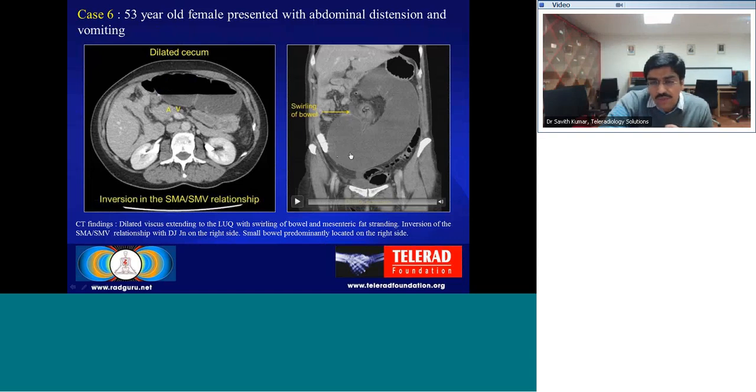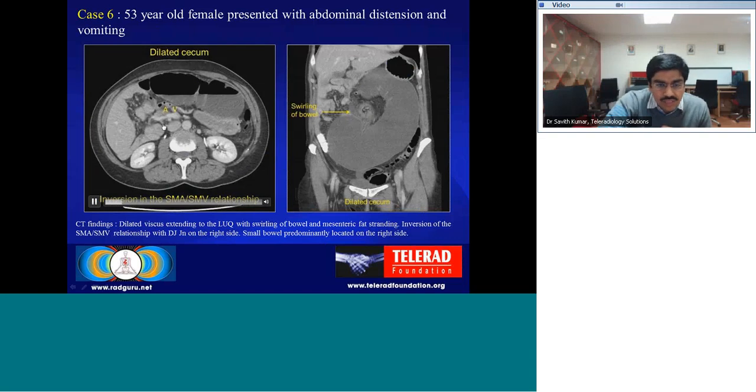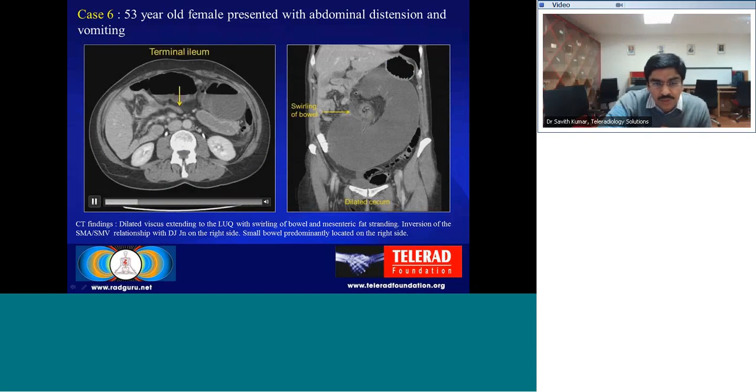On the coronal image, we see this large dilated bowel loop, which is reaching up to the left upper abdomen and occupying the whole of the mid and right lower abdomen. And at its base, there is swirling of bowel loops. So let's see the cine images. So there is inversion of the relation of superior mesenteric artery and superior mesenteric vein.